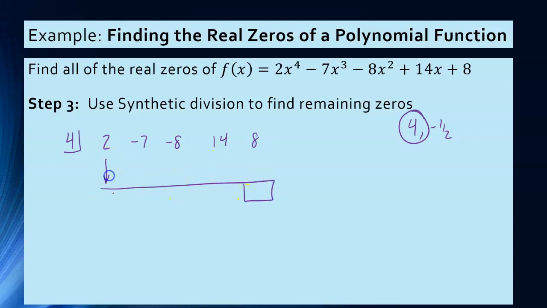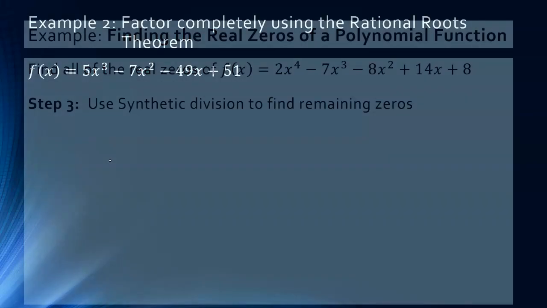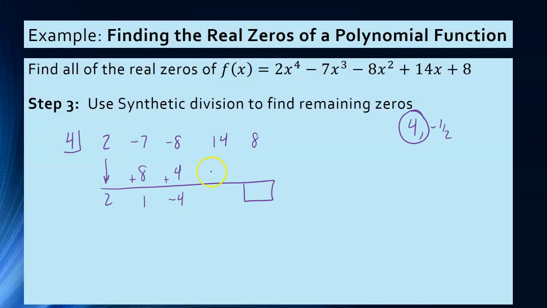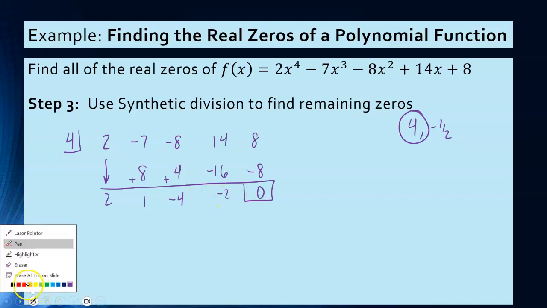I'm just going to go through this quickly, bring down the 2. 4 times 2 is 8. Add those together, we get 1. 4 times 1 is 4. Add these together, negative 8 plus 4 is negative 4. Multiply 4 times negative 4, I get negative 16. Add those together, I get negative 2. 4 times negative 2 is negative 8. Add those together, I get 0, which is what I was planning on. Since it was a 0, we should have a remainder of 0. So now here's the deal. We broke this down. You don't have to write this down right now. I'm just illustrating what we just did.